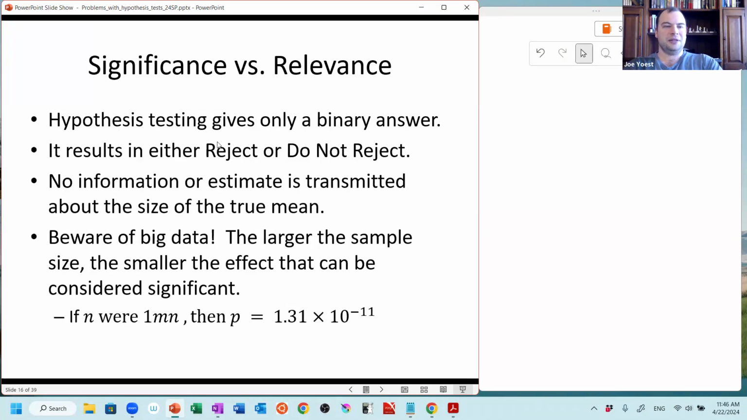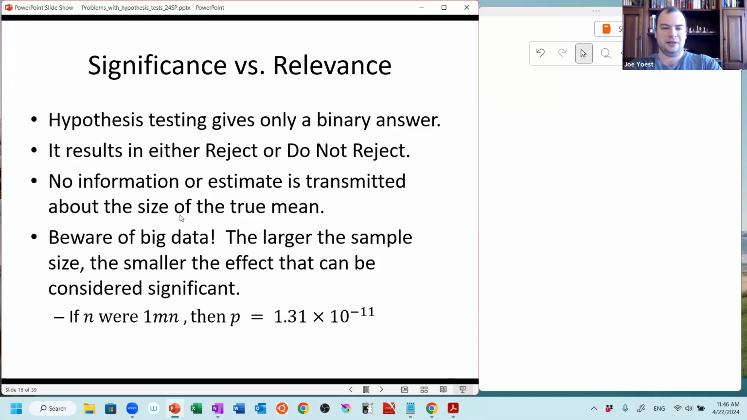So importantly, hypothesis testing only gives a binary answer, reject or don't reject. The hypothesis test itself transmits no information about the size of the true mean. Now, of course, a confidence interval does transmit such information. So a lot of times you'll see hypothesis tests alongside confidence intervals or point estimates. They kind of go hand in hand. So we can separately transmit information about the size of the mean, but the hypothesis test doesn't really give us much in that realm.